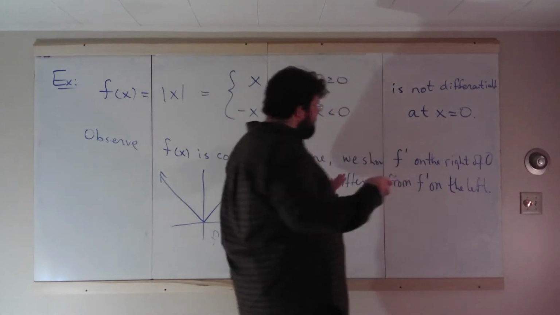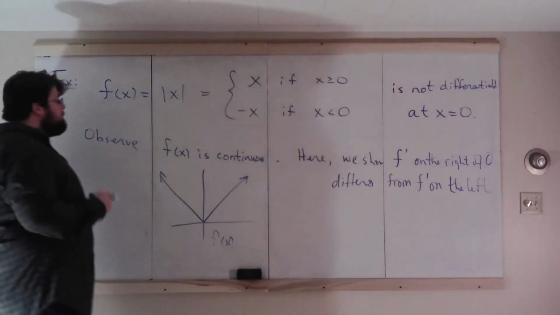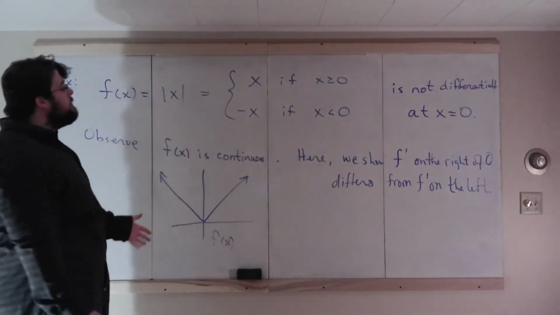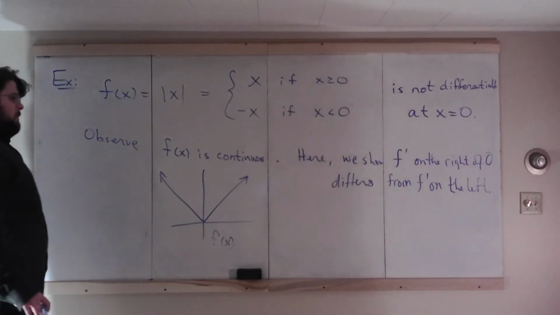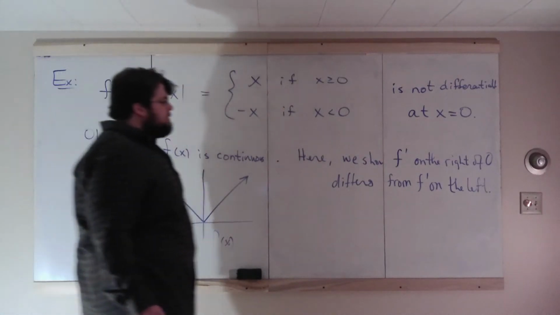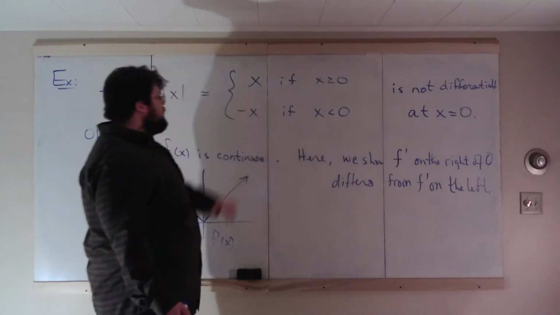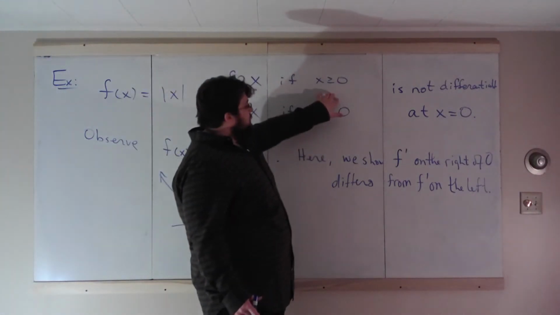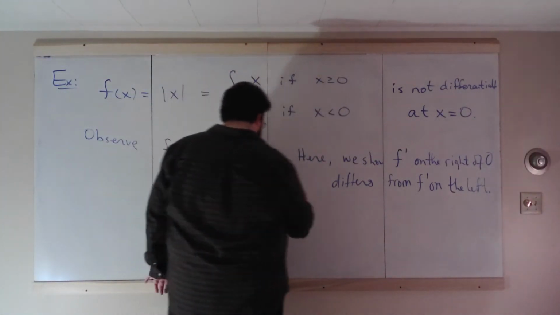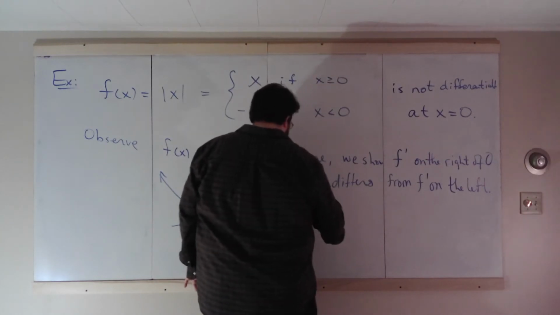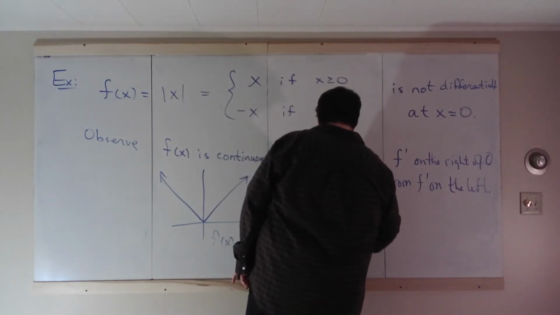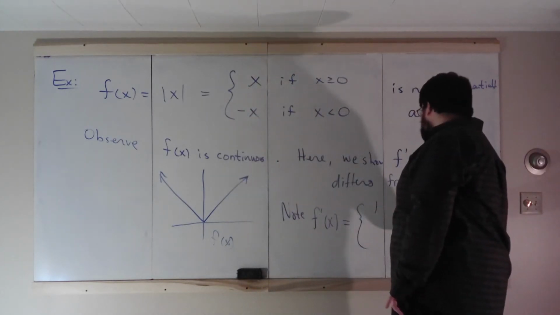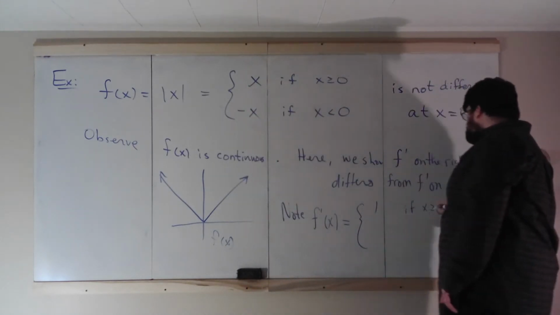Again, this is an informal proof. A formal proof would go through the definition, but I'm going to do it informally because we can see it on the graph, or the function. Well, f prime on the right, f prime on the left. We have a piecewise function, which is conveniently split at 0. So note, f prime of x equals, well, we have a couple power rules. One, if x is larger than or equal to 0.